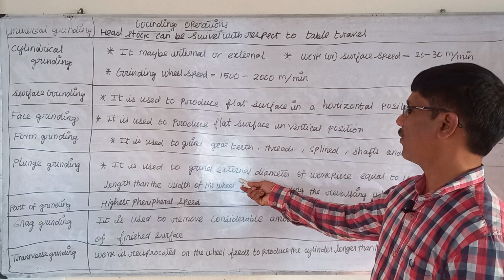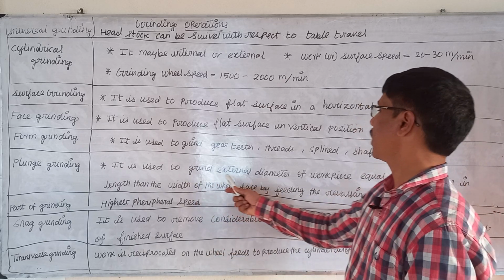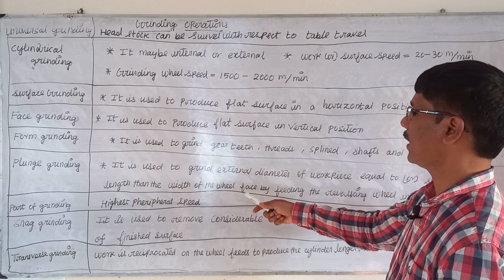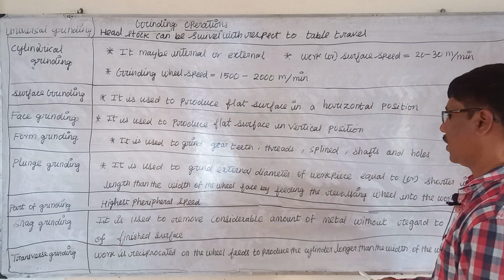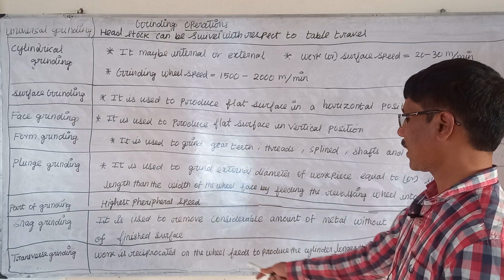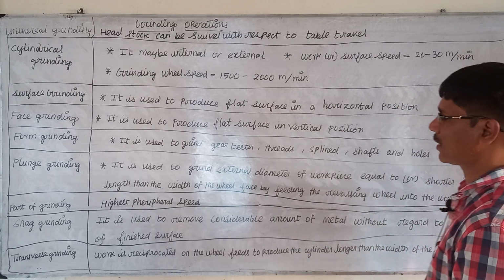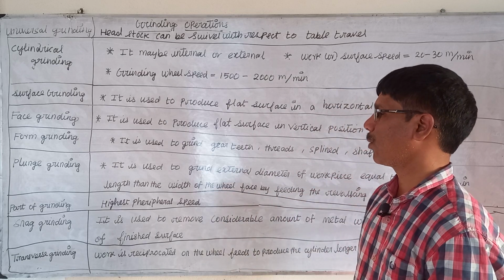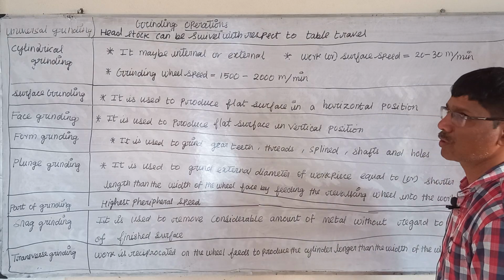You have to differentiate between plunge grinding and transverse grinding. Plunge grinding is used to grind the external diameter of a workpiece equal to or shorter than the width of the wheel. Here, a length shorter than the width of the wheel can be produced, whereas in transverse grinding, the work is reciprocated on the wheel feed to produce a cylinder longer than the width of the wheel face. Transverse: longer than the width of the wheel can be produced. Plunge grinding: shorter than the width of the wheel can be produced.